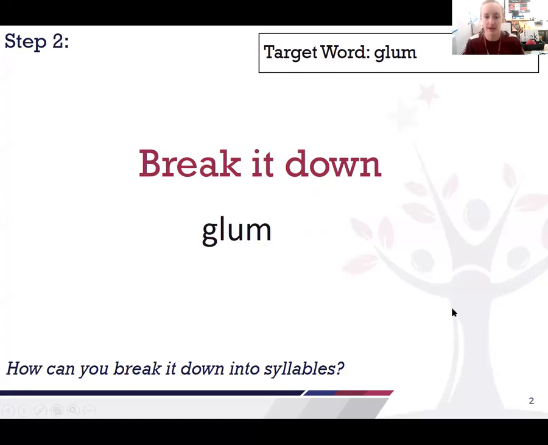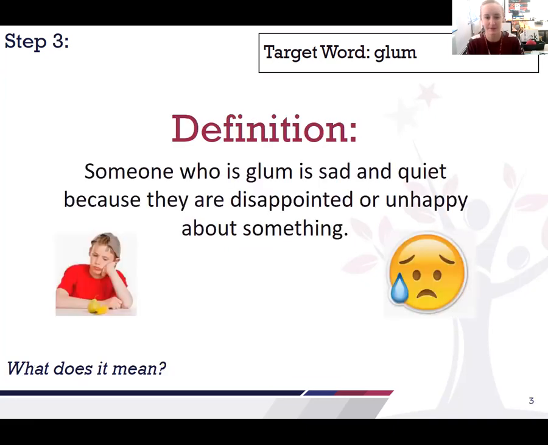Let's check how many syllables are in the word glum. So remember, the syllables are how many beats are in a word. So I'm going to pat it first on my head. Glum, and then I'm going to clap it out, glum. So how many syllables are in it? Let me check. Glum, one. So there is one syllable in this word. Hopefully you got that at home.